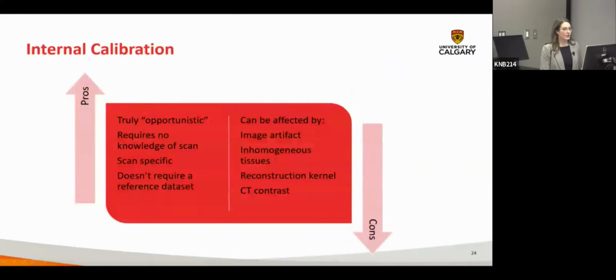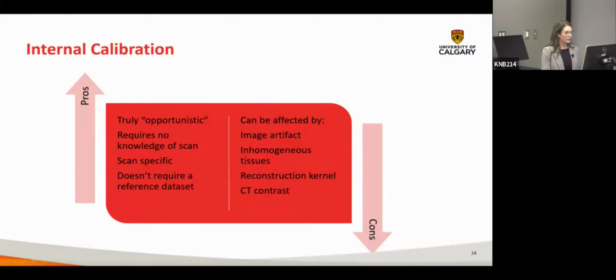So for internal calibration, it's not all peachy either. The pros being that it is truly opportunistic. It requires no knowledge of the scan, so we can do it with various scan manufacturers or protocols. It doesn't require a reference data set either.